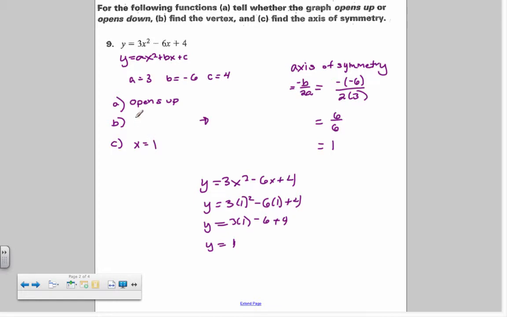So my answer for B is that the vertex is (1, 1). I found my x by finding the axis of symmetry, and then I found my y by plugging in what I know my x to be to figure out what the y coordinate would be. So my final answer here is that A, it opens up, B, the vertex is (1, 1), and C, the axis of symmetry is the line x equals 1.